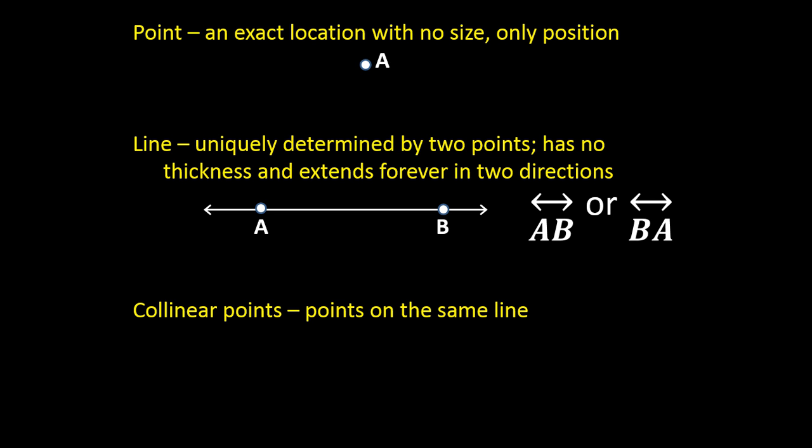Collinear points are points that are on the same line. So if you look at the illustration up above, points A and B are considered collinear.